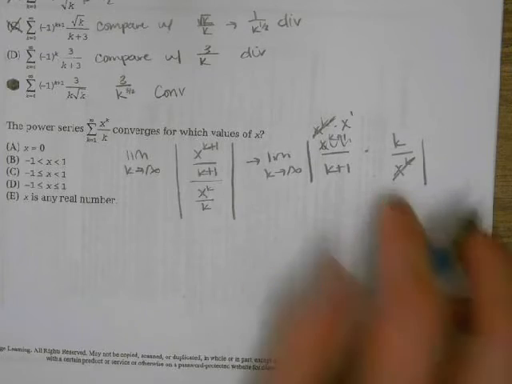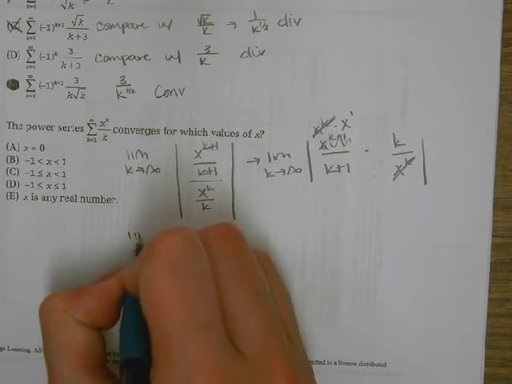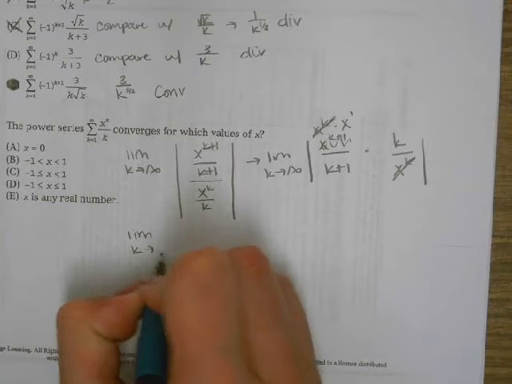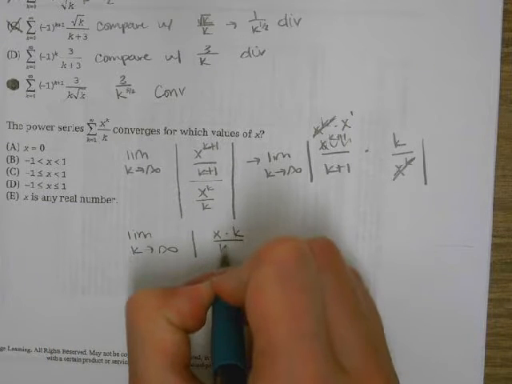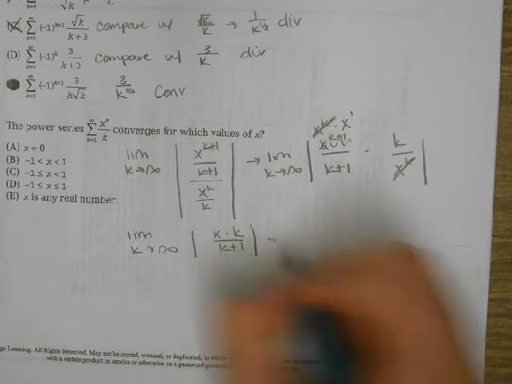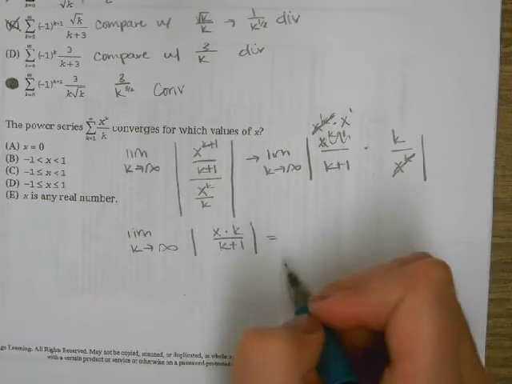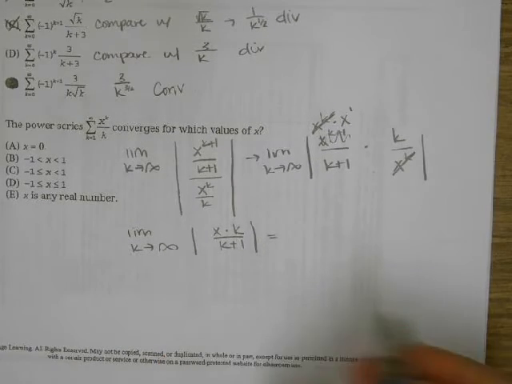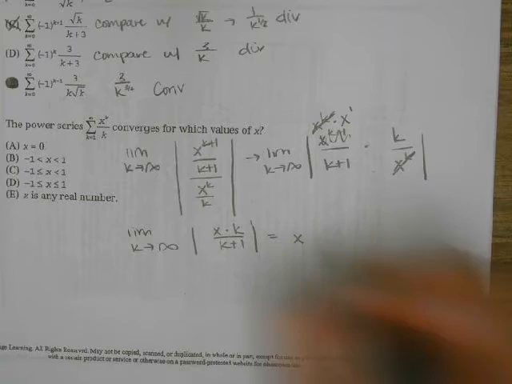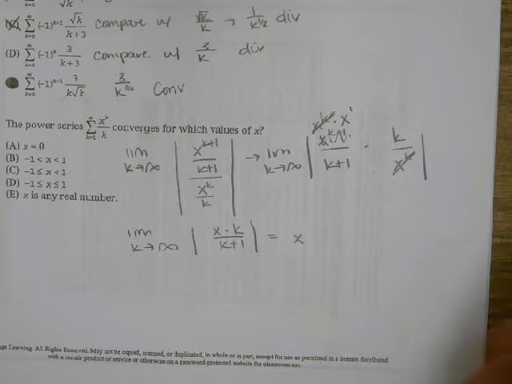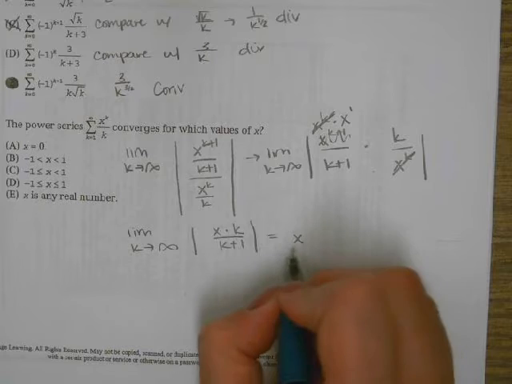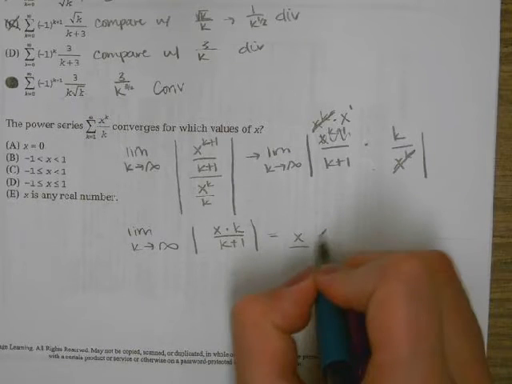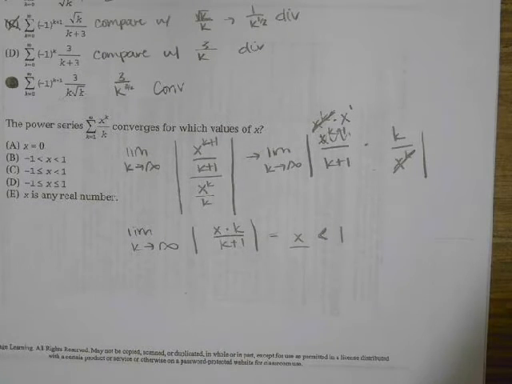That leaves you with the limit as k goes to infinity of x times k over k plus 1. Since the k's are the same size and the 1 is negligible, this is just x. And so we know that for the ratio test it converges if whatever your limit happens to be is less than 1.